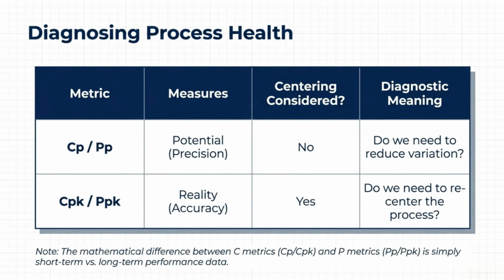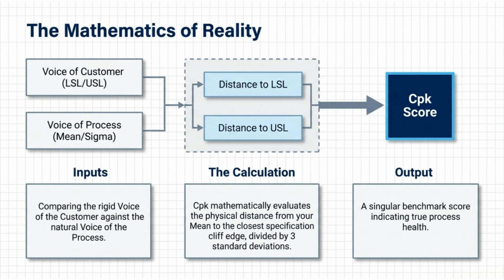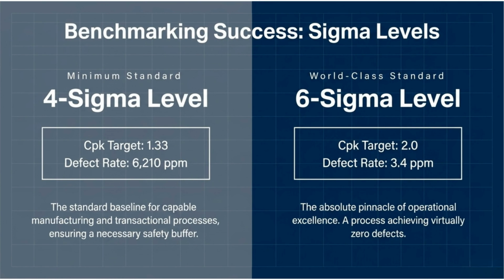When diagnosing process health, Cp assesses potential precision. A low score suggests we need to reduce variation. Cpk/Ppk assesses reality, including accuracy. A low score here suggests we need to recenter the process. Cpk is calculated by comparing the voice of the customer, LSL/USL, and the voice of the process, mean and sigma. It evaluates the physical distance from the mean to the closest specification limit, divided by 3 standard deviations, resulting in a single Cpk score. We benchmark success using sigma levels.